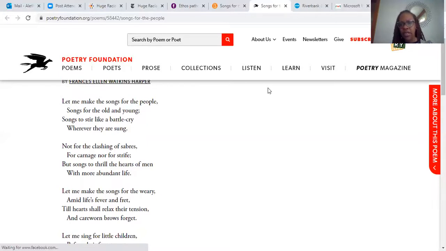There are many different instances where almost every element of the slave narrative showed up.